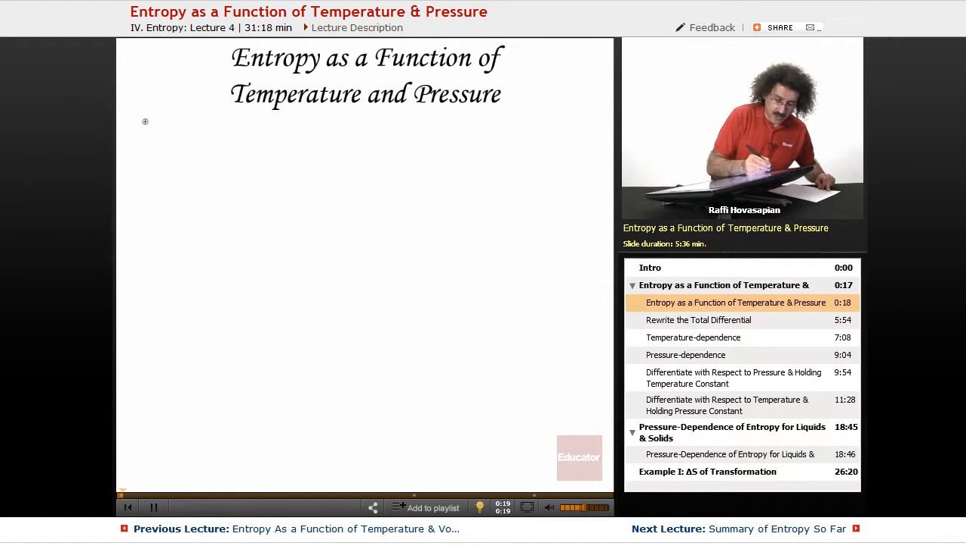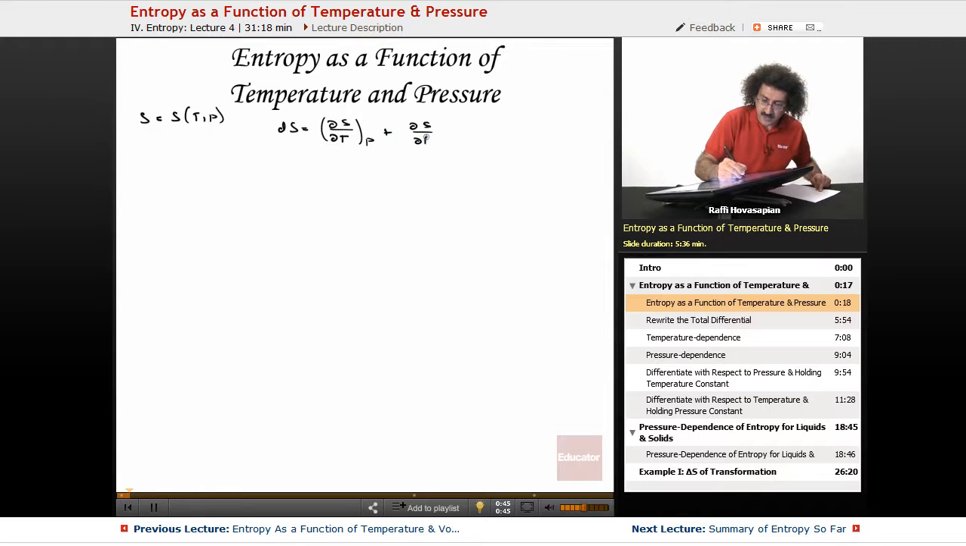Okay, so let's take entropy as a function of temperature and pressure. And let's write our total differential expression, which is going to be dS equals (dS/dT) at constant pressure plus (dS/dP) at constant temperature. This is going to be times dT, and this is going to be times dP.